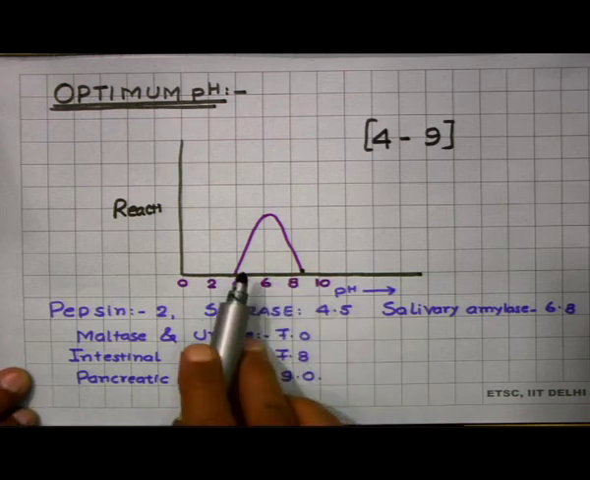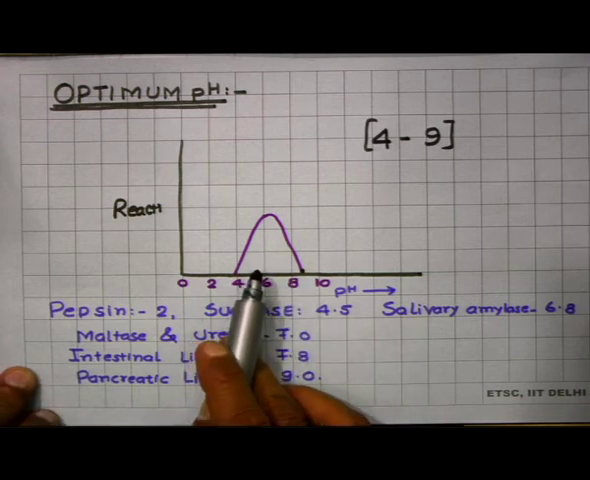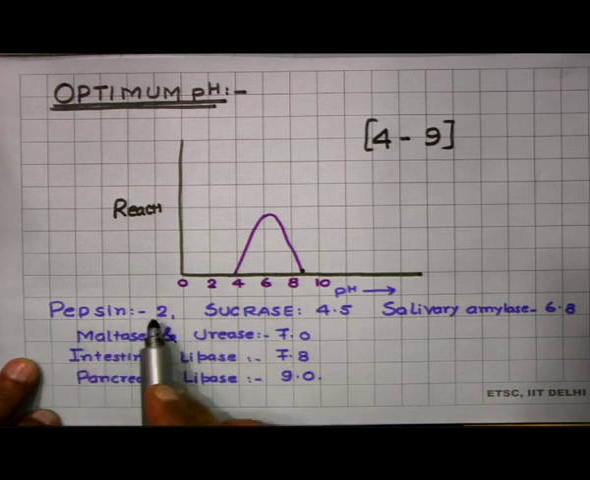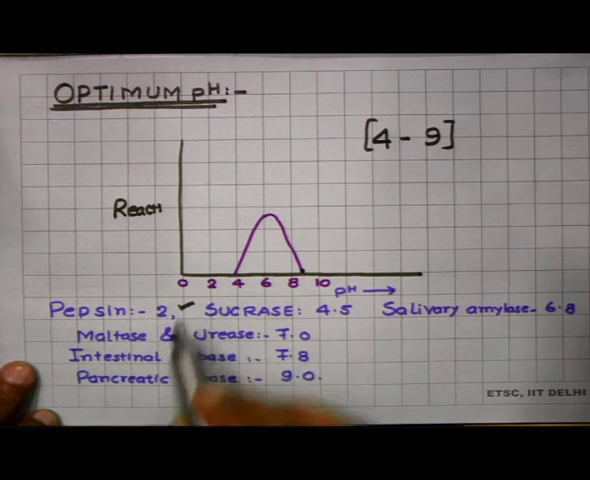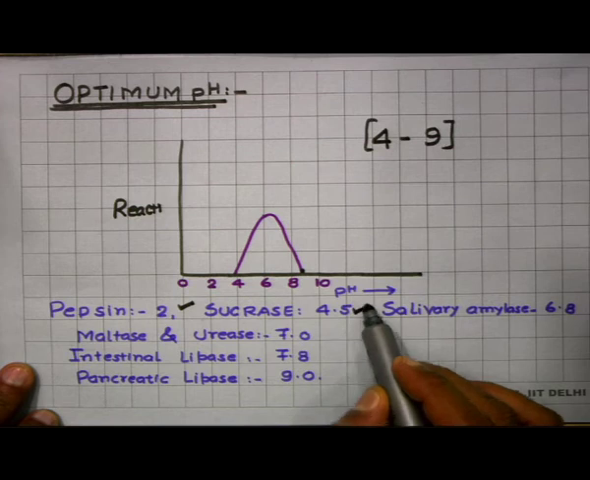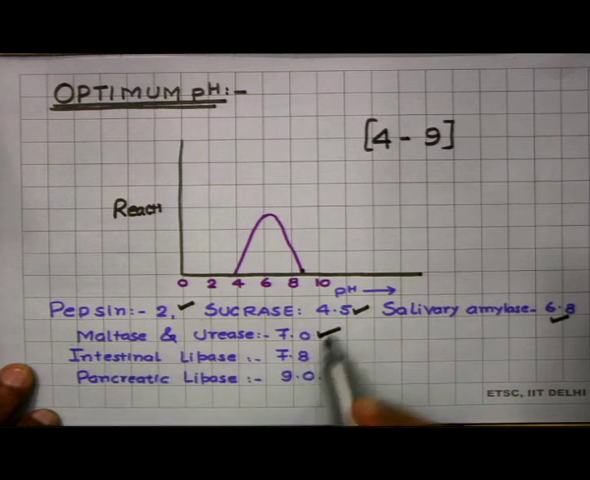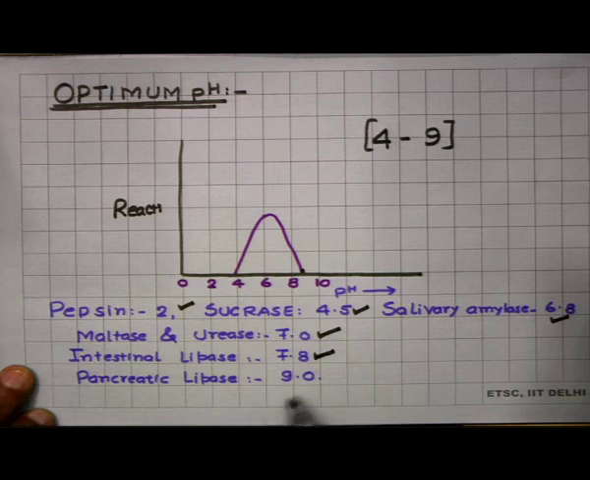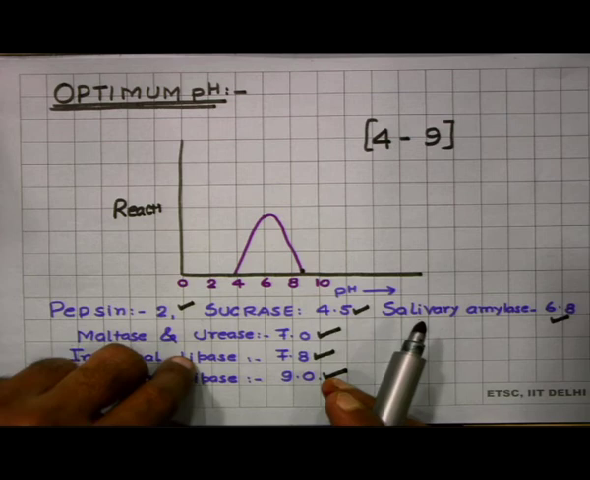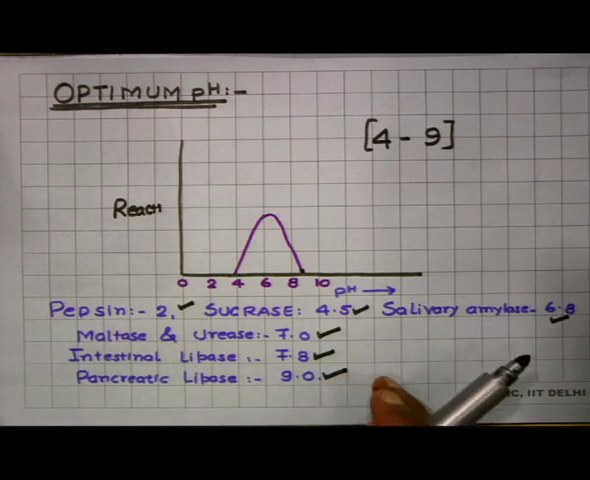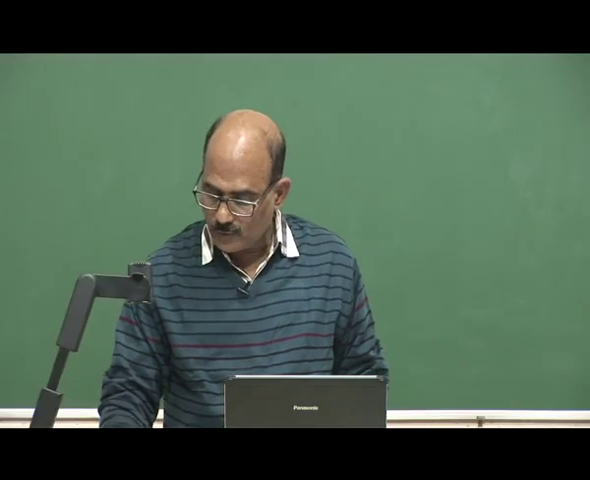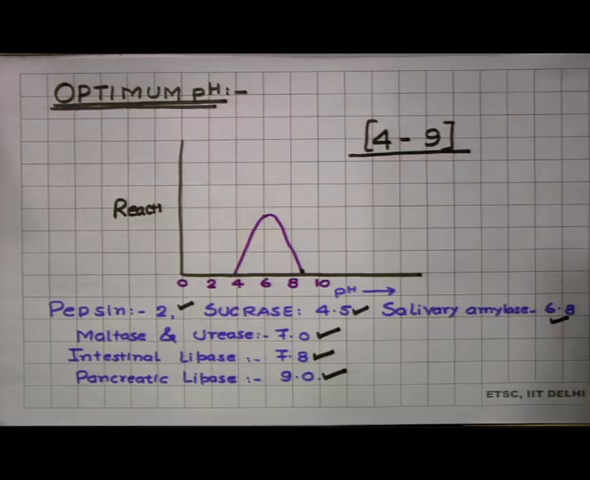But not all enzymes follow this rule. Pepsin works at pH 2, sucrase at pH 4.5, salivary amylase at 6.8, maltase and urease at 7, intestinal lipase at 7.8, pancreatic lipase at 9. So, these are the specific pH values for specific enzymes. Generally, enzymes work at pH 4 to 9.